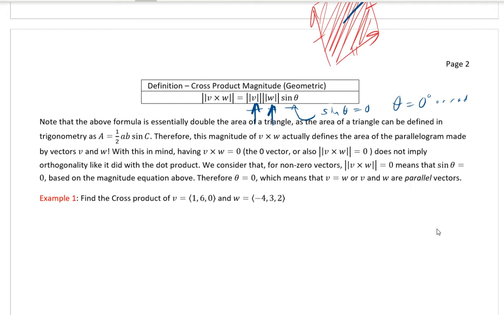Which means that there is no angle in between them, which means that the two vectors are either on top of each other or they're parallel. So there is no cross.